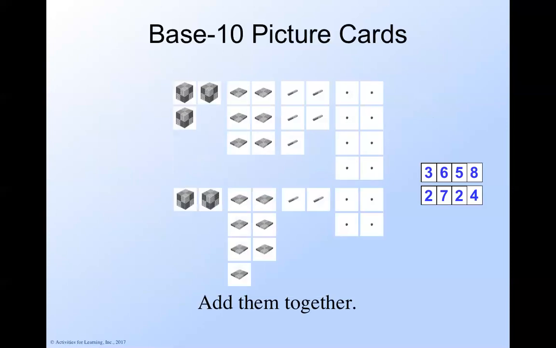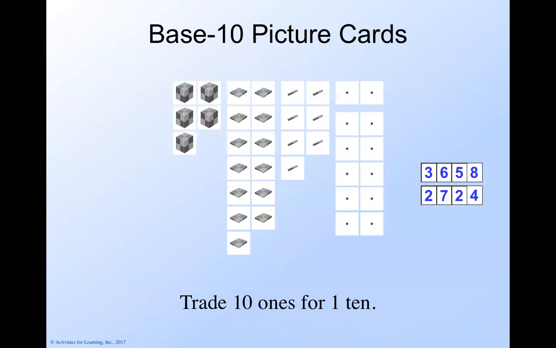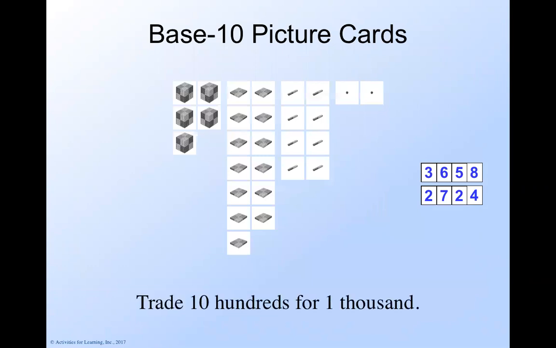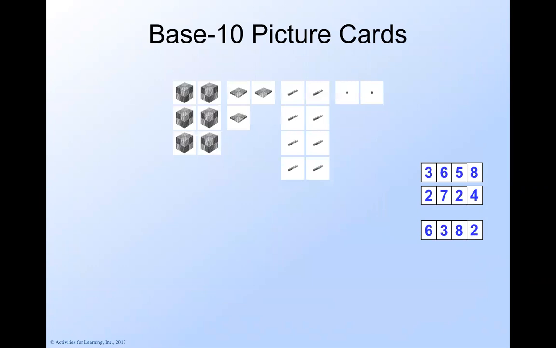Okay, now let's add them together. Okay, great. Now, I could trade 10 ones. That's the same as 1-10. So I'm going to trade 10 ones for 1-10. And I'm going to trade 10 hundreds for 1,000. Okay, and there's nothing else I can trade. So let's see what we have. We have 6,300 and 8-10, or 82. There we go. We just added 2 4-digit numbers with no tears.